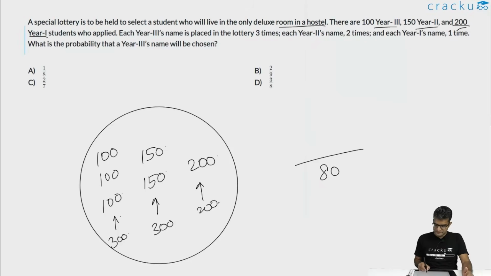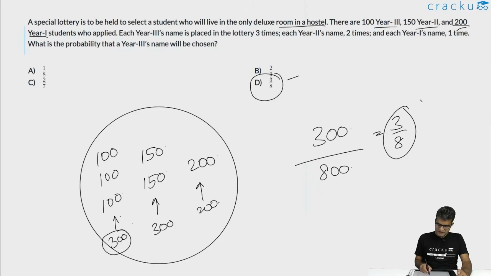Out of this, 300 belong to the third year students. So the probability that the winner is a third year student is 300 divided by 800, which is equal to 3 by 8. So the answer for this question is option D.